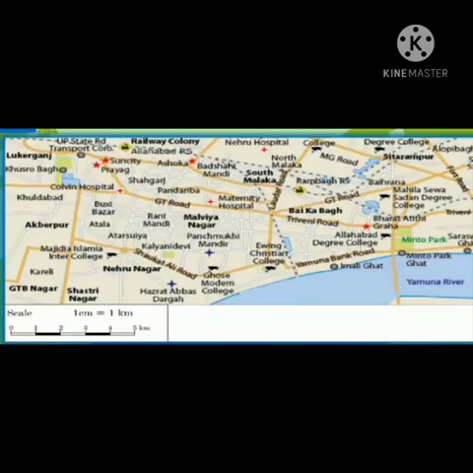On the other hand, a city map with a scale 1 centimeter is equal to 1 kilometer shows a locality, colony with detailed information like roads, schools, hospitals, etc. Such maps are called large scale maps, as you have seen in the image.